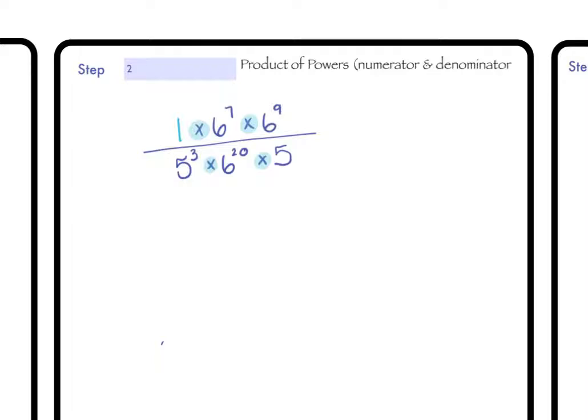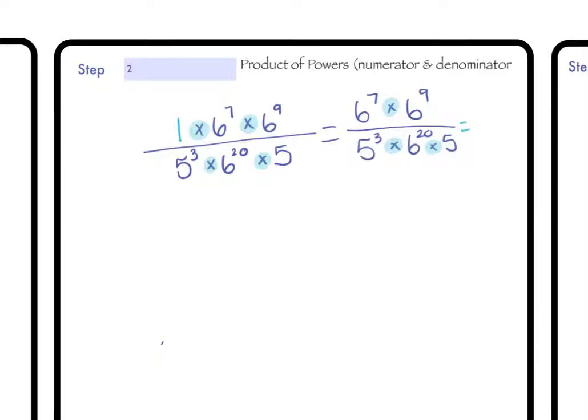So I didn't do this in the last step, but 1 times anything is just itself, so I really don't need that 1. I'm just going to have 6 to the 7th times 6 to the 9th over 5 cubed times 6 to the 20th times 5. Alright, so now I can look at these products individually. Remember that products have to be the same base. So when they're the same base, I can add their exponents.